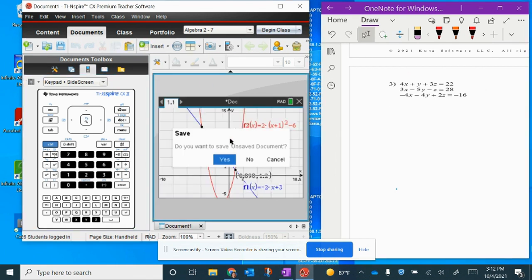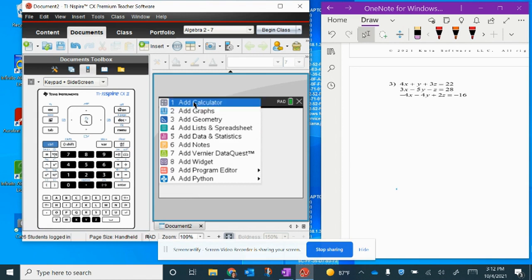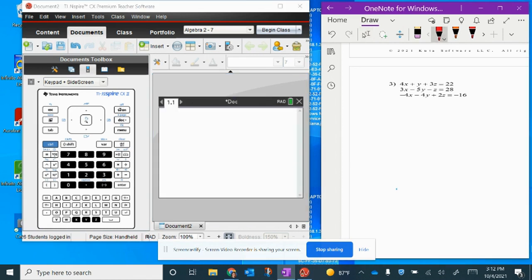So we're going to write down our matrix, which would be 4, 1, 3, and then 22, and then 3, -5, -1, and 28, and -4, -4, 2, and -16. So again, we're dropping off the letters because they technically are the labels for each column.